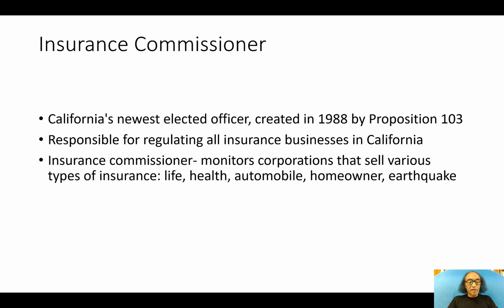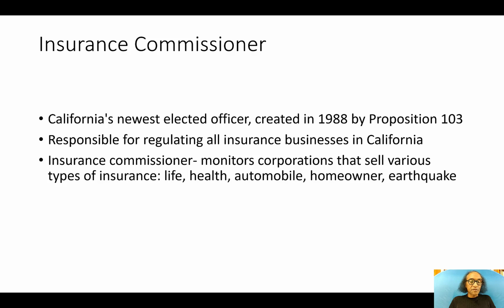Then we have the California State Insurance Commissioner. It's one of the newer offices created in 1998. Because of concerns and complaints about increasing insurance rates and problems getting proper insurance compensation and things of that sort. So this commissioner's office is responsible for regulating all insurance businesses in California.